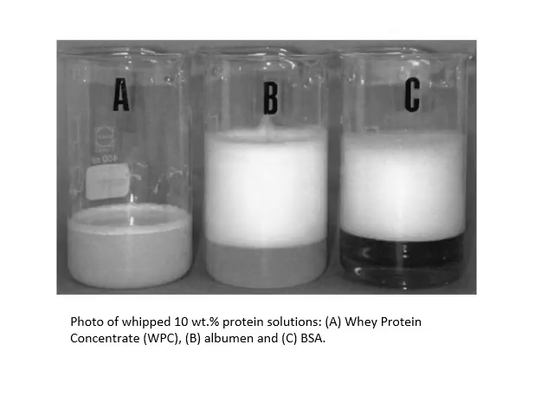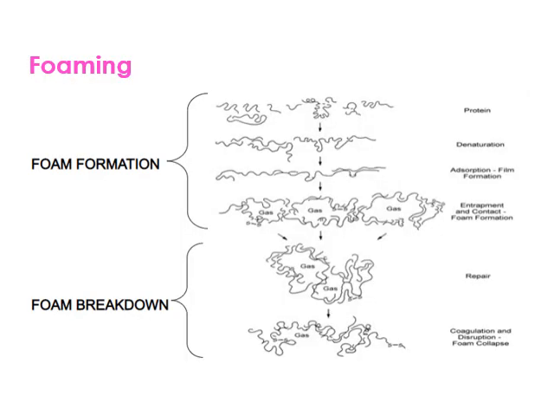Here, just to show you that different proteins have different foaming capacity. So here we have a whipped protein solution. What we can conclude from this result is that albumin has better foaming capacity compared to whey protein and bovine serum albumin.